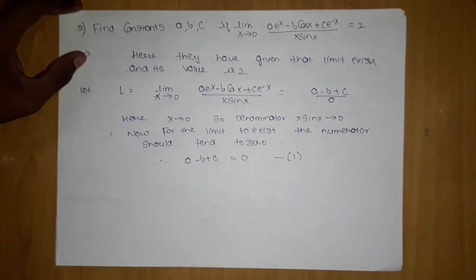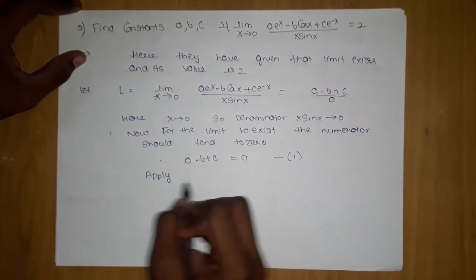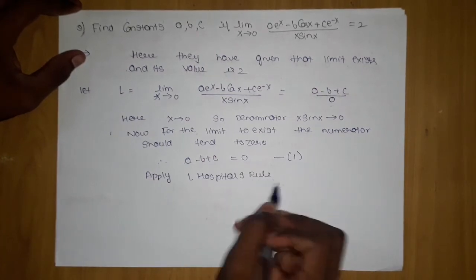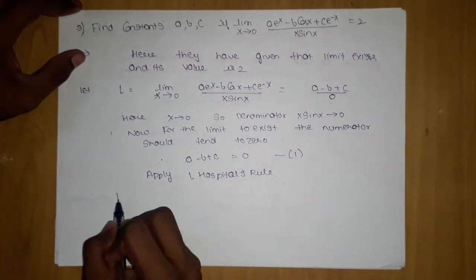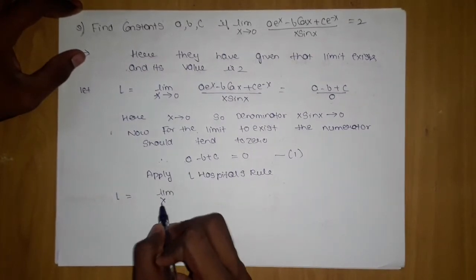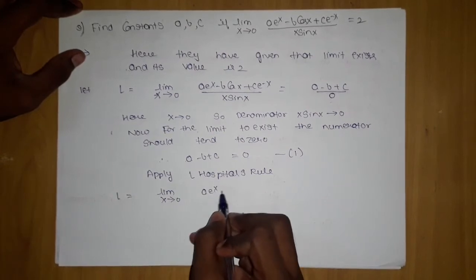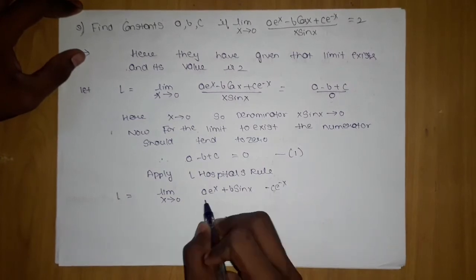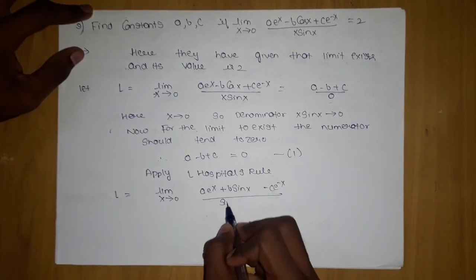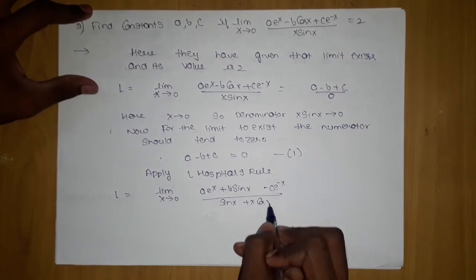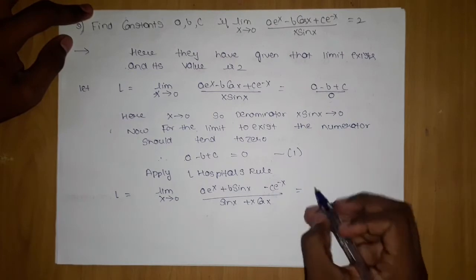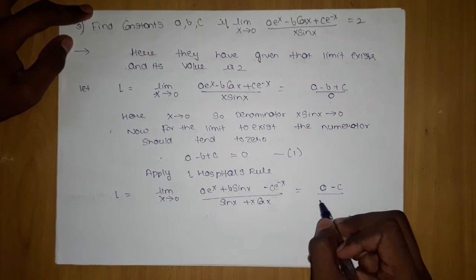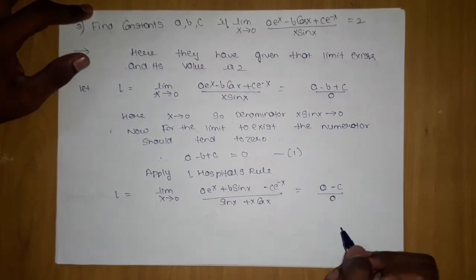Now I know this is 0 by 0. Apply L'Hopital's rule. You have to mention all these steps properly. You will get the limit L equals limit x tends to 0 of a e power x plus b sin x minus c e power minus x, the whole upon sin x plus x cos x. If you put the values, you will come to know we get a minus c, and this will become 0.